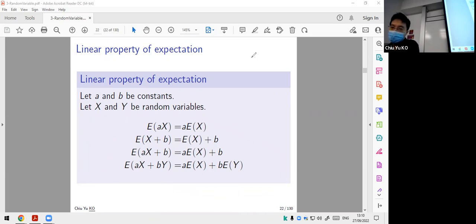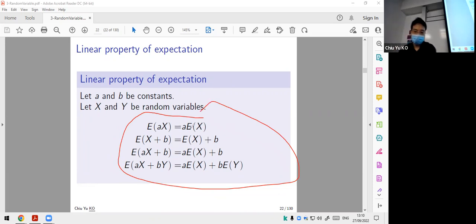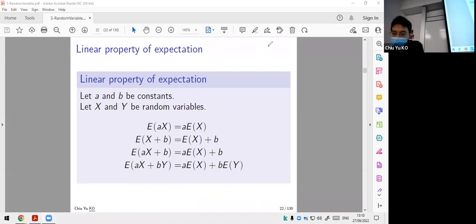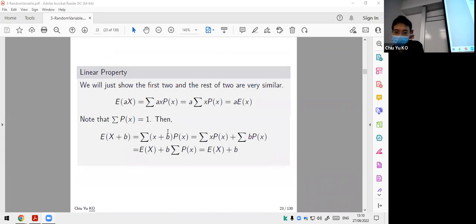You probably ask why all these are correct. These things are correct because our expectation is simply a weighted sum, and addition satisfies these properties. But I don't think you would want me to prove it, so we just skip that. I'm not going to prove anything there.